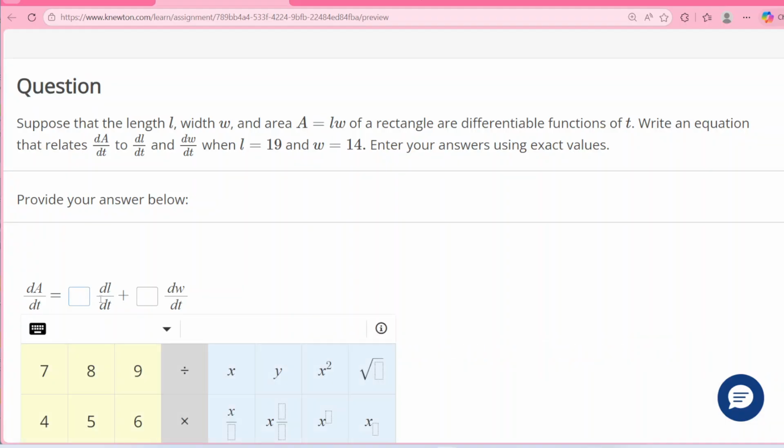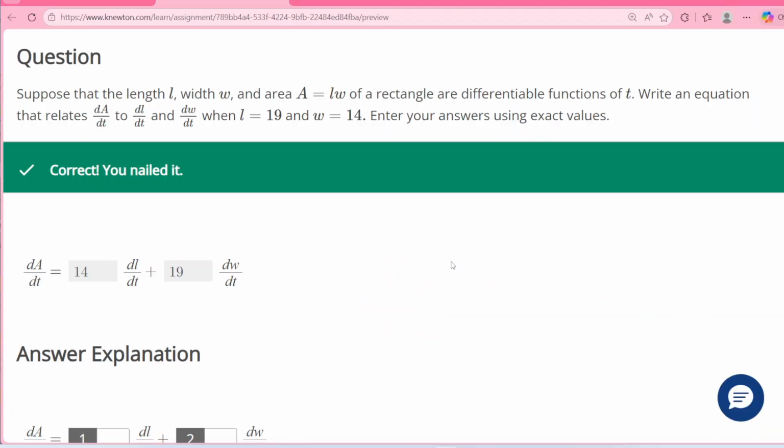Now careful though, look, they have dl dt here. And the coefficient of dl dt was the width. So I'm putting 14 in this blank. Plus, and then the coefficient of dw dt was the length. So I'm putting 19 in this blank. And remember, that sum was equal to dA dt in my equation.